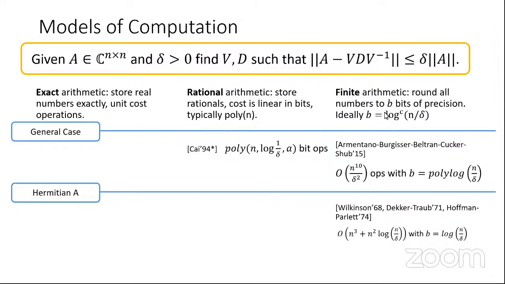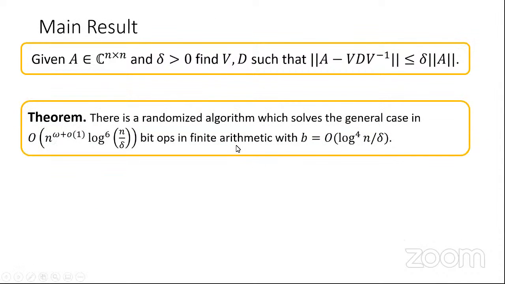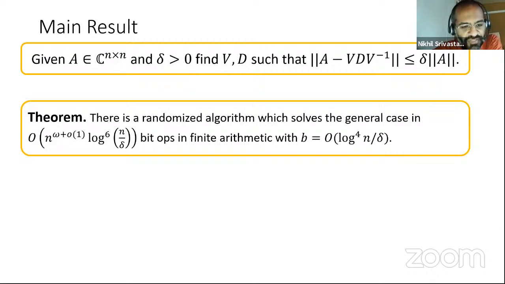Okay, so there are no more questions on the chat. So what's the result? The result is here. There's a randomized algorithm which solves this problem for every matrix A using n to the omega plus little o of 1 times polylog n over delta bit operations in finite arithmetic, where the number of bits of precision is log to the 4 n over delta. And implicit in this theorem is that the V that's output has a good condition number. The condition number is polynomial in n over delta. So in particular, it proves existence of a nearby matrix which is diagonalizable with a good condition number. And it's a randomized algorithm, so that means it succeeds with high probability. And here omega is the exponent of matrix multiplication.